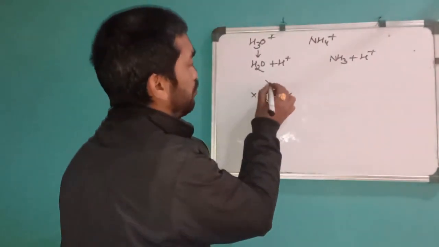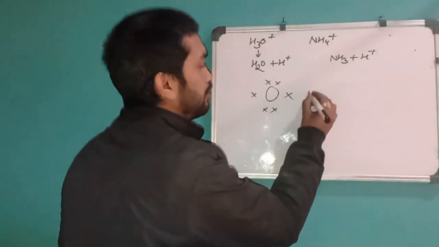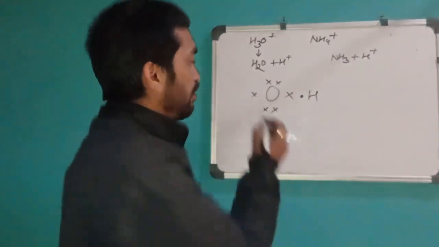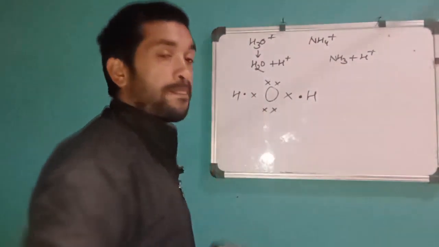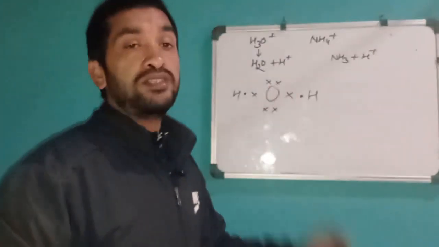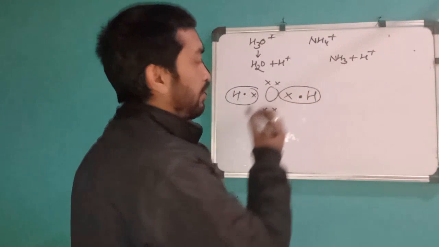1, 2, 3, 4, 5 and 6. Two hydrogens are there. Here, first hydrogen. With a dot I am showing its electron. Dot H. Now for hydrogen it's a duplet. For oxygen it's an octet. So duplet and duplet.